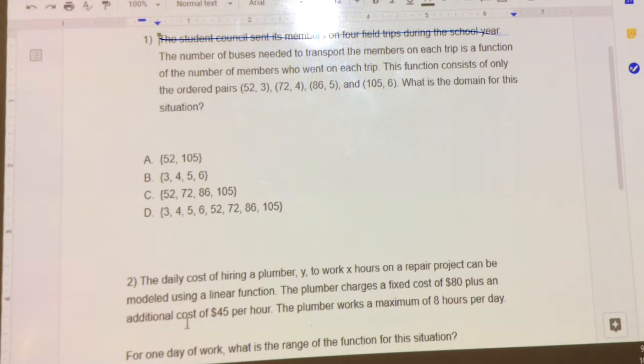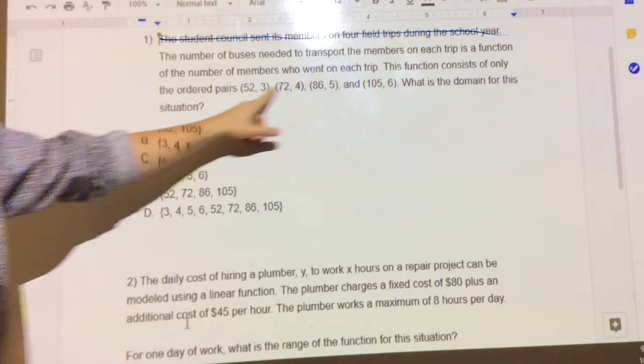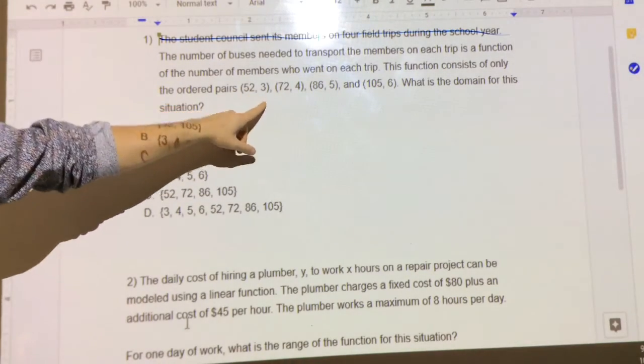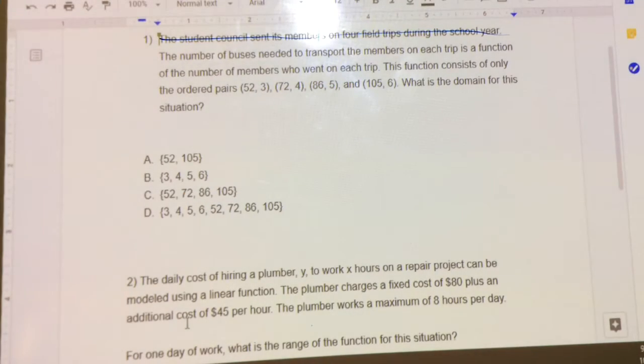If it's a function, then that means our x values can never repeat. Do we agree? The number of members who went on each trip. This function consists of only the ordered pairs, (52, 3), (72, 4), (86, 5), and (105, 6). What is the domain for this situation?